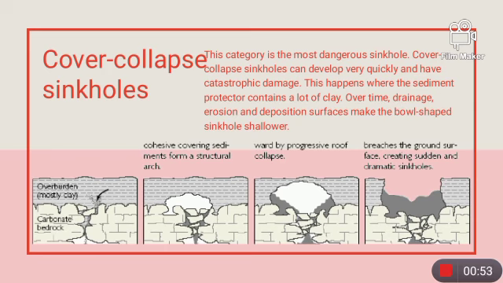Cover collapse sinkholes. This category is the most dangerous type of sinkhole. Cover collapse sinkholes can develop very quickly and cause catastrophic damage. This happens where the sediment cover contains a lot of clay. Over time, drainage, erosion, and surface deposition make the bowl-shaped sinkhole shallower.